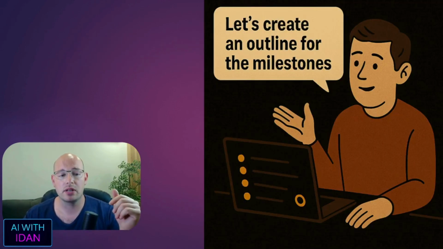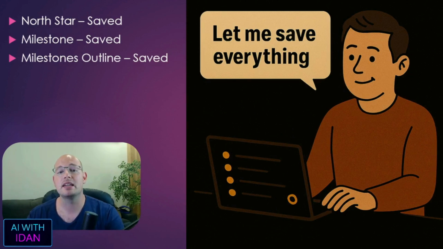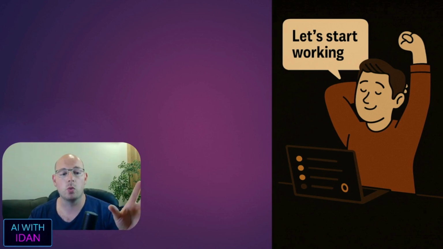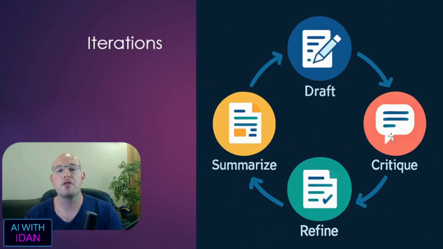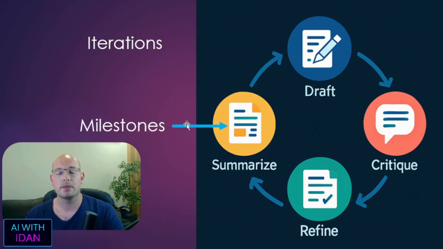He created an outline for his milestones and he saved everything: the North Star, the milestone, and the outline. And he starts working. And when he's working, he has a very, very simple loop. He drafts something, he critiques it. If you want a cool tip, before you critique what the chat gave you, before you review it, ask it to review it first. It might give you a better draft. Look at the first one and the second one and see which one you like better. It's a very cool trick. He reviews it, he refines it, and he summarizes the milestones. Summarize your work, summarize the milestone.